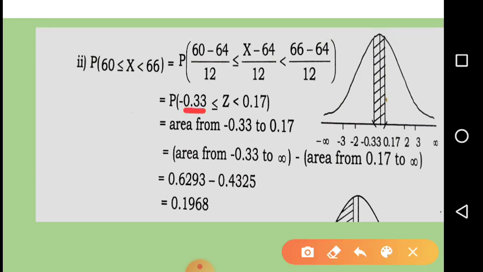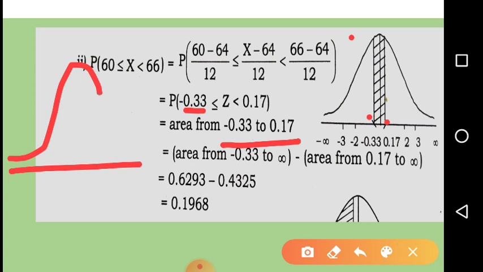Minus 0.33. Minus 0.33 is on this side. So here they have marked minus 0.33 and a plus 0.17. Yes. Okay. So the area from 0.33 to 0.17. How to get this entire area?